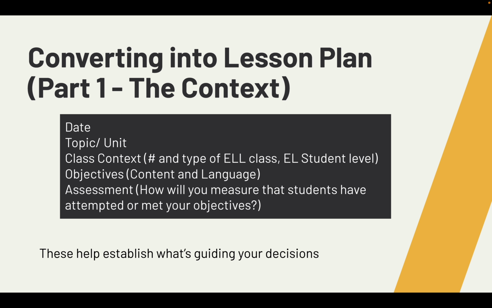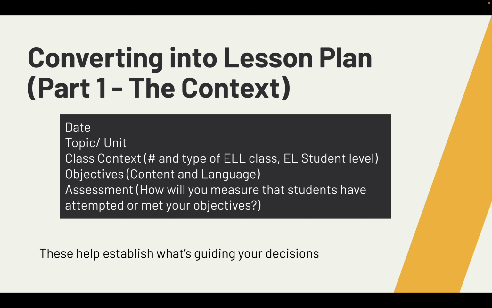Because we have ELLs and each of them has individualized needs or proficiency levels, it's helpful to specify that in the context portion of a lesson plan. It helps create a framework for the decisions you make in that lesson. The context would include the date that you're teaching, the topic of the lesson or the unit it's part of, something called class context, which is, are you teaching in a pull-out classroom or are you teaching mainstream? How many learners do you have? What proficiency levels are they?